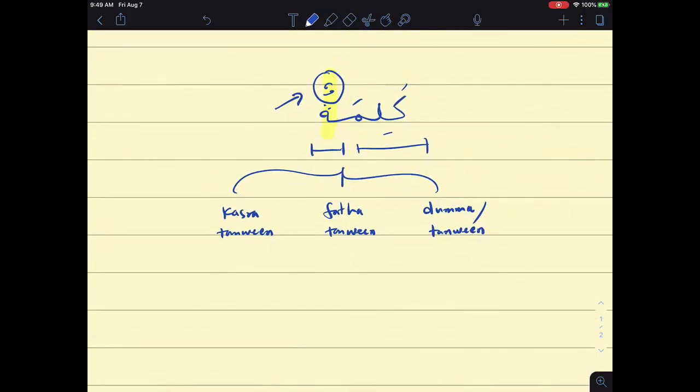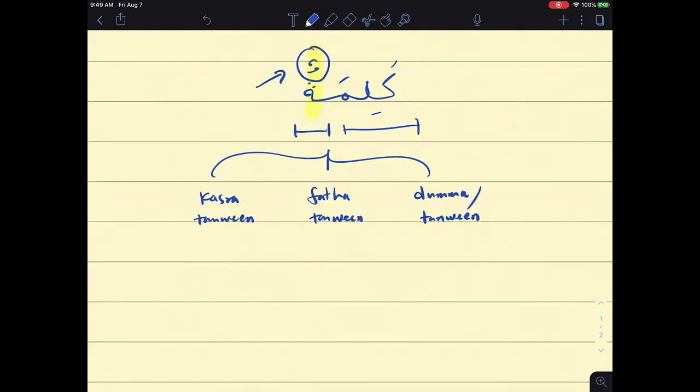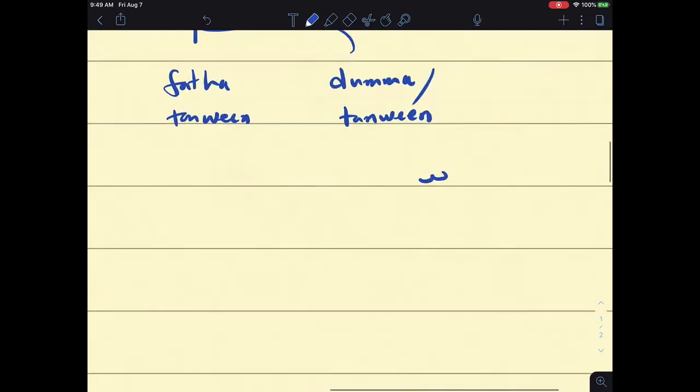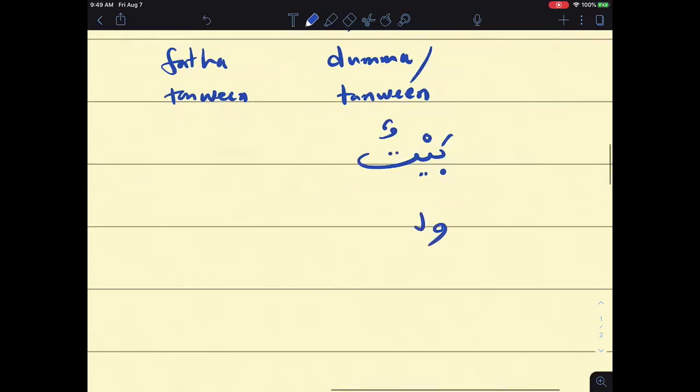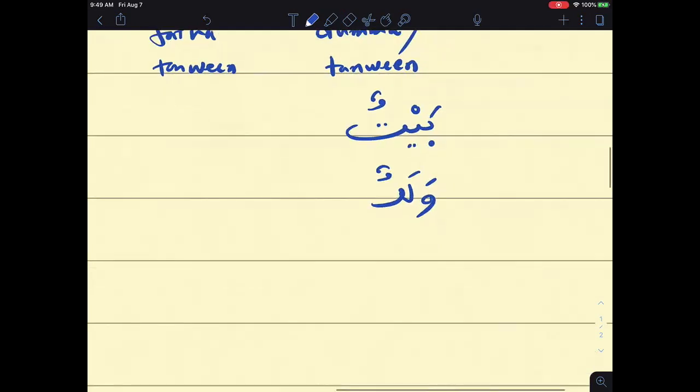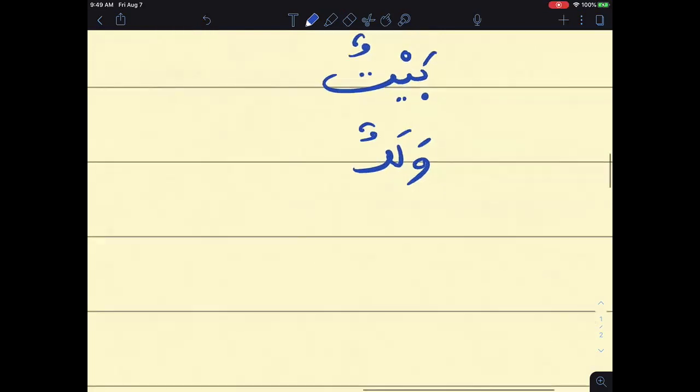So we understand that every word by default should have Dhamma at the end, and that's what we've been seeing all this time. For example, I'm using the same word all the time: Baitun. Good. Waladun, I think we did Waladun, right? But then we learned a little technical thing: when we say alif lam, we cannot say tanwin anymore. We have to drop the tanwin.